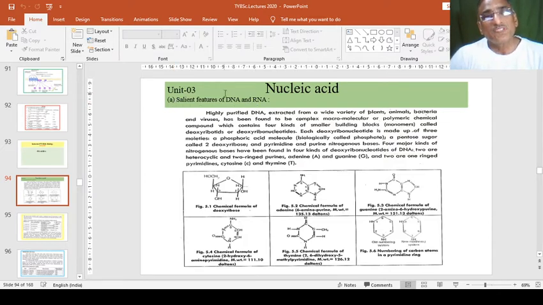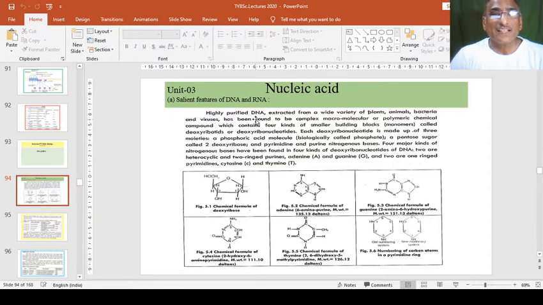Salient features of DNA and RNA are quite similar. DNA is double stranded and RNA is single stranded, but the arrangement of purines and pyrimidines, or the base pairs, is about 90% the same. Instead of adenine, thymine, guanine and cytosine, instead of thymine there is uracil in RNA. The remaining things are the same. We'll see here one by one.